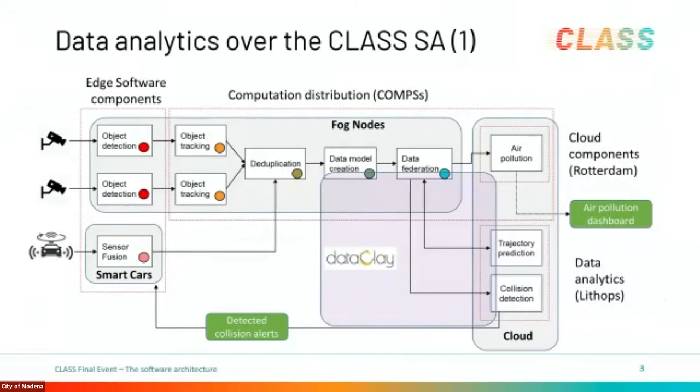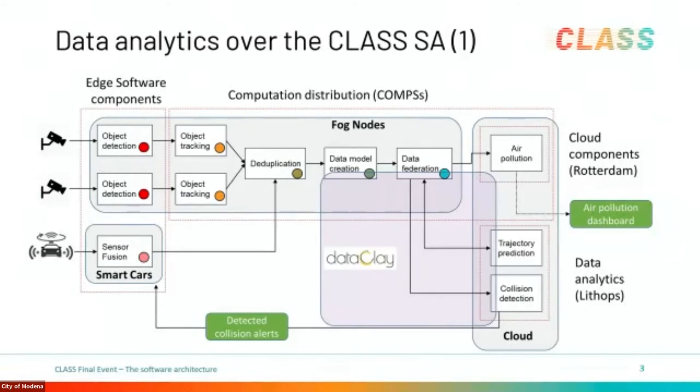So if you see here, at the left part, we have the data sources, which are the cameras and the smart cars in the case of CLAS. Then we execute the object detections at the edge components. And then in the fog nodes that we have at the city of Modena, at the Massa area, we execute the rest of the real-time functions of the workflow, which is the object tracking, the deduplication, and then the creation of the data model where the information is generated, and the federation of this information to the cloud.